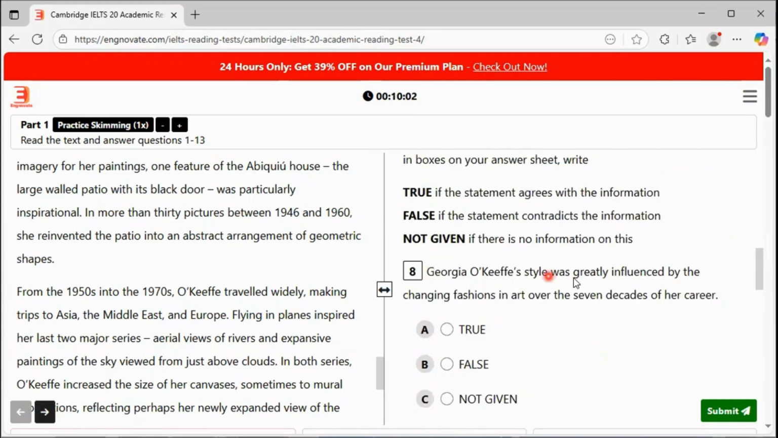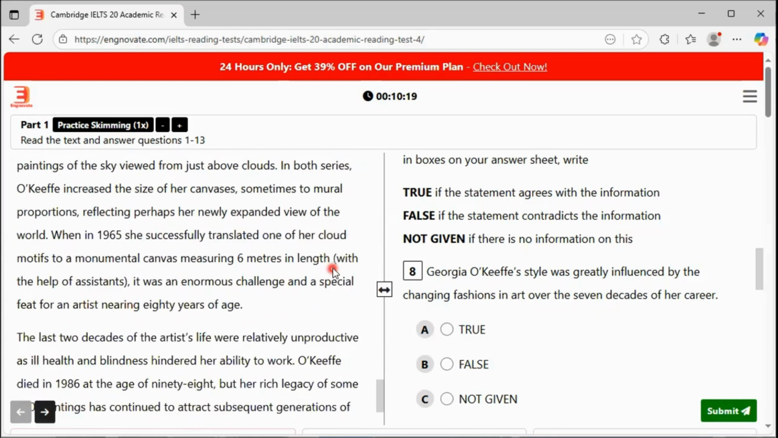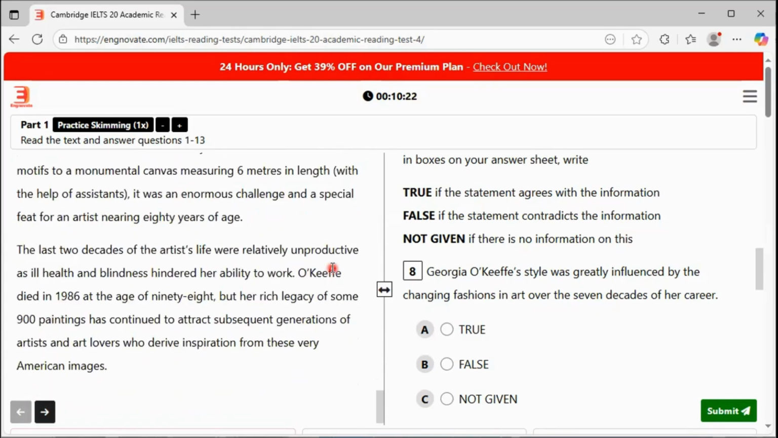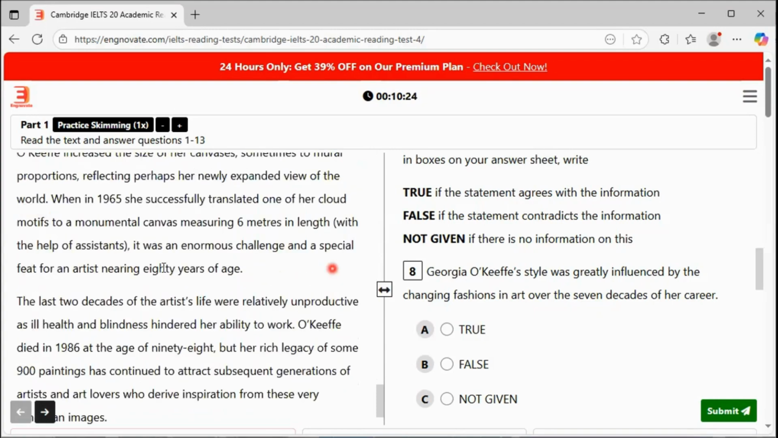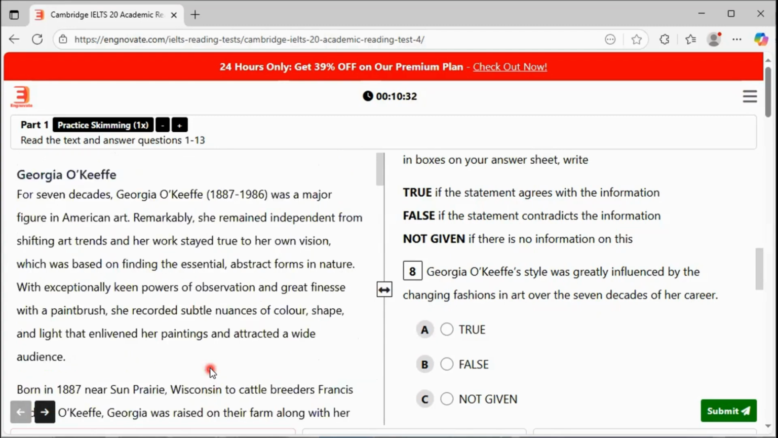Georgia O'Keeffe's style was greatly influenced by the changing fashions in arts over the 7 decades of her career. 7 decades is a keyword for me here. Changing fashions is also a keyword. So let me see. Is there anything like that towards the end of the passage? There's nothing like 7 decades there. Nearly 80 years of age. 7 decades is on here. So I'll go back to the beginning of the passage and begin to scan closely for 7 decades. Oh, for 7 decades, can you see at the beginning here?